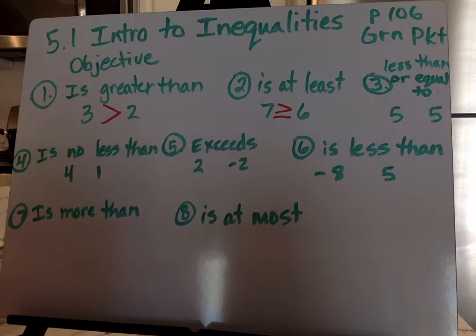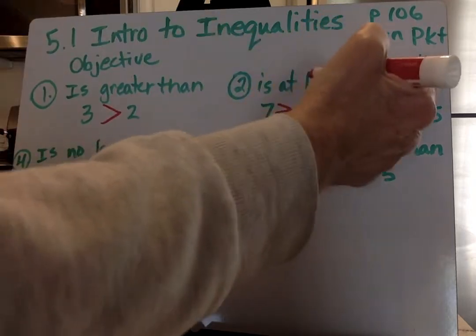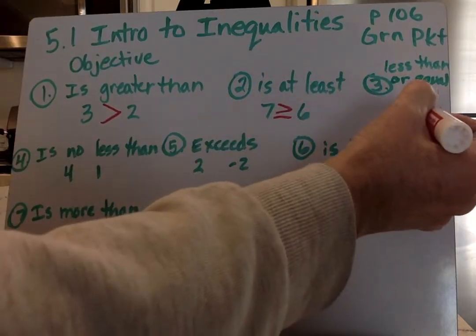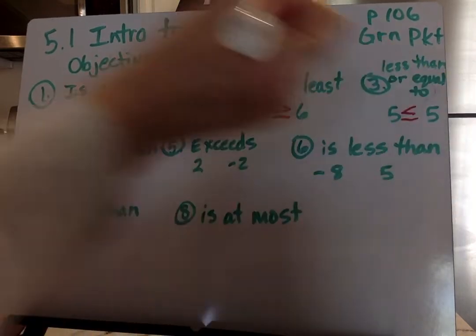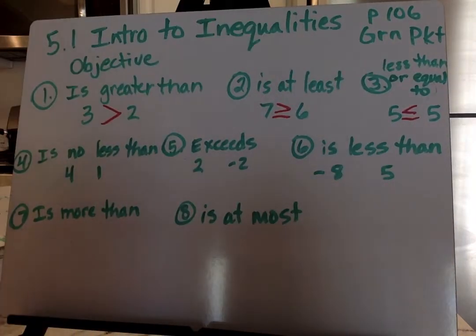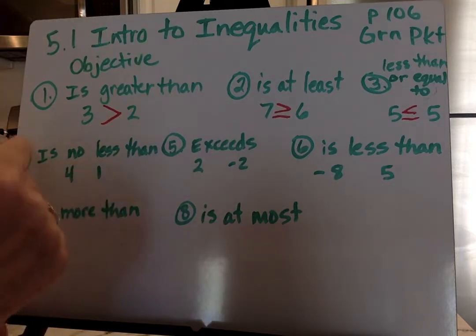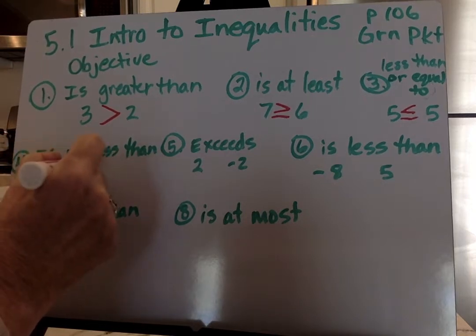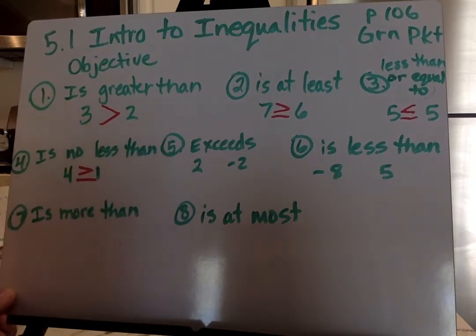Number 3, 5 is less than or equal to 5. So we need to write less than or equal to right there. And this is what you should be writing in your green packet. Is no less than. 4 is no less than 1. No less than means it's going to be greater than or equal to.